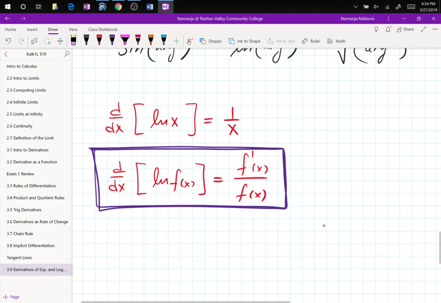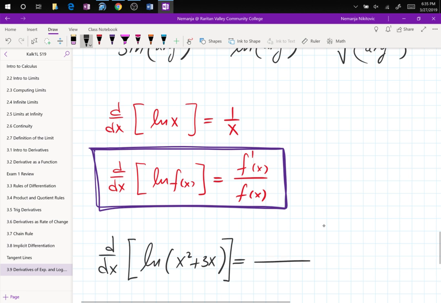So if you want to find the derivative of ln of x squared plus 3x, what do you do? You immediately write the fraction because it's ln. Control C, Control V into the denominator, and then 2x plus 3 in the numerator, and you walk away. It's that simple.